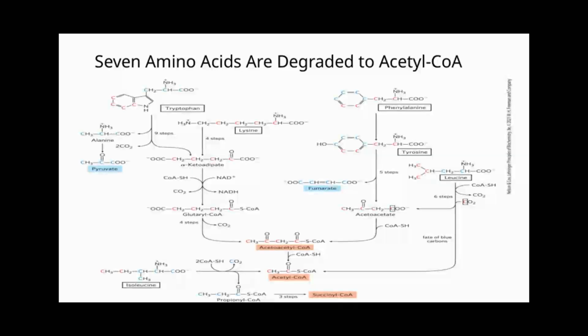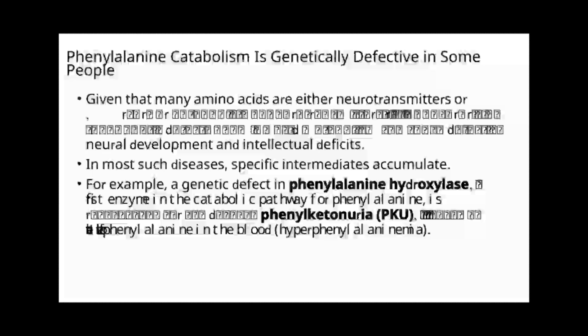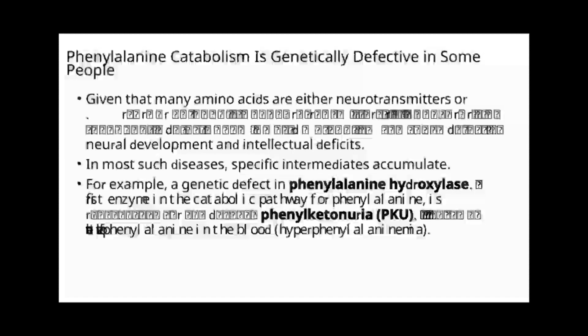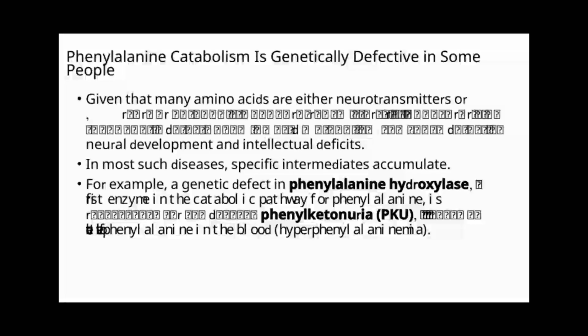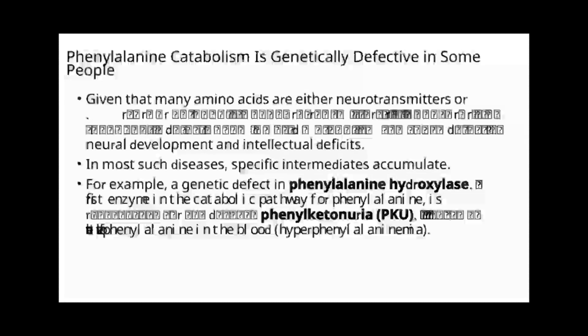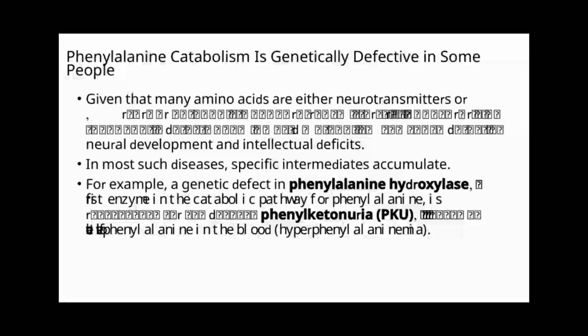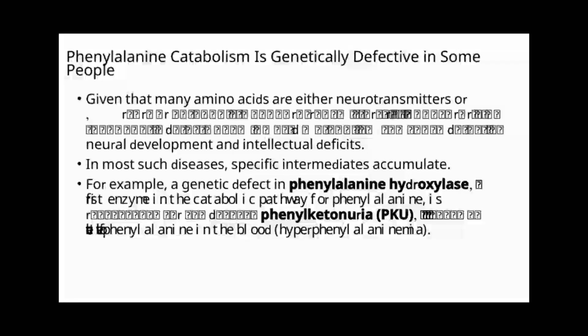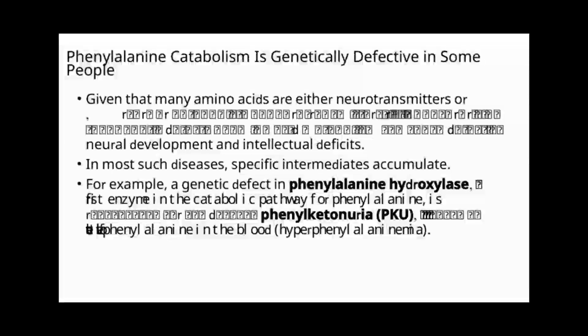Given that many amino acids serve as neurotransmitters, precursors, or even antagonists of neurotransmitters, it's not surprising that genetic defects in amino acid metabolism can lead to issues with neural development and intellectual disabilities. When these metabolic pathways are disrupted, specific intermediates tend to accumulate in the body. For example, in the case of phenylketonuria, or PKU, a genetic defect affects the enzyme phenylalanine hydroxylase, which is the first enzyme involved in breaking down phenylalanine. This defect causes phenylalanine to build up in the blood, leading to hyperphenylalaninemia.